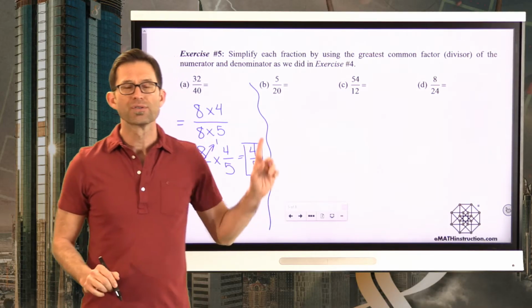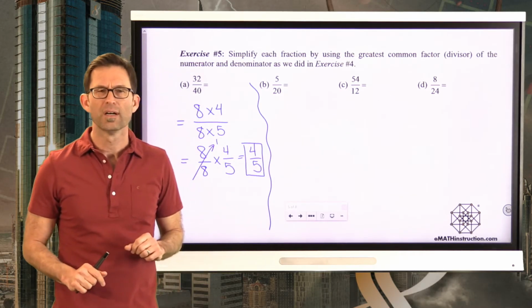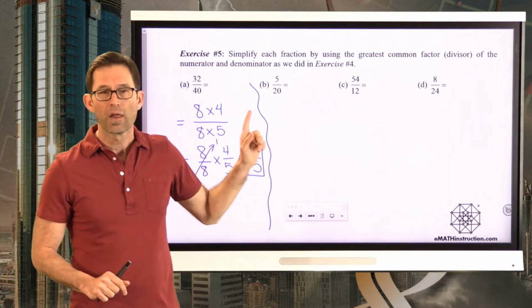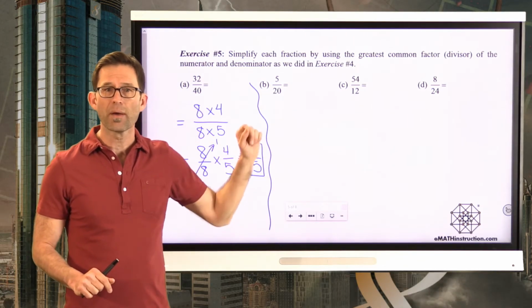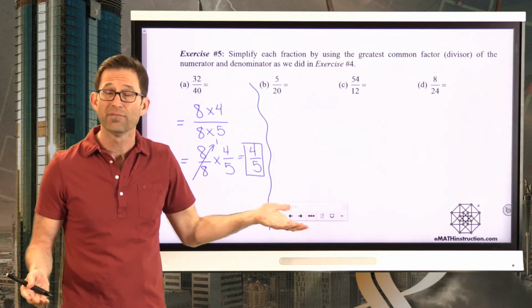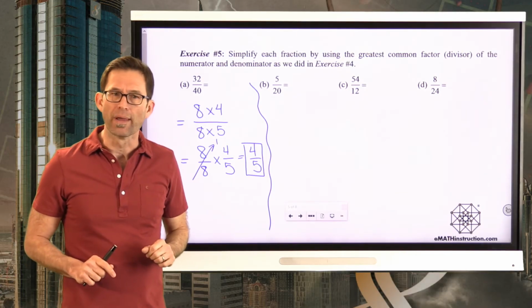Now, I'd like to actually also do letter B together, because letter B and letter D can be a little bit tricky, okay? So let's talk about letter B, and then we'll have you do C and D on your own. Letter B is 5/20, right? Now, if I think about the largest number that divides into both 5 and 20, that number is 5. All right, simple enough. So how do I rewrite the numerator, right?